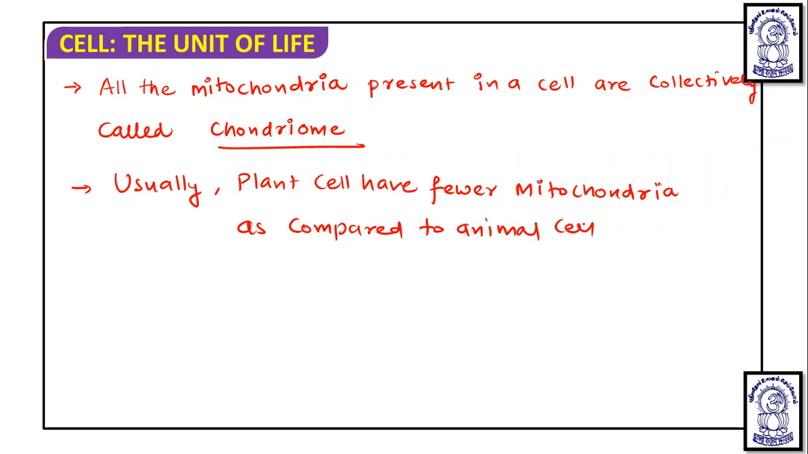We will study in the continuation of this lecture that in plants chloroplast is also there, and that chloroplast also has the capacity of ATP synthesis. So in plants, ATP synthesis is carried out by two organelles, mitochondria and chloroplast. But in animal cells, only the mitochondria carry out ATP synthesis. So they are large in number in animal cells.